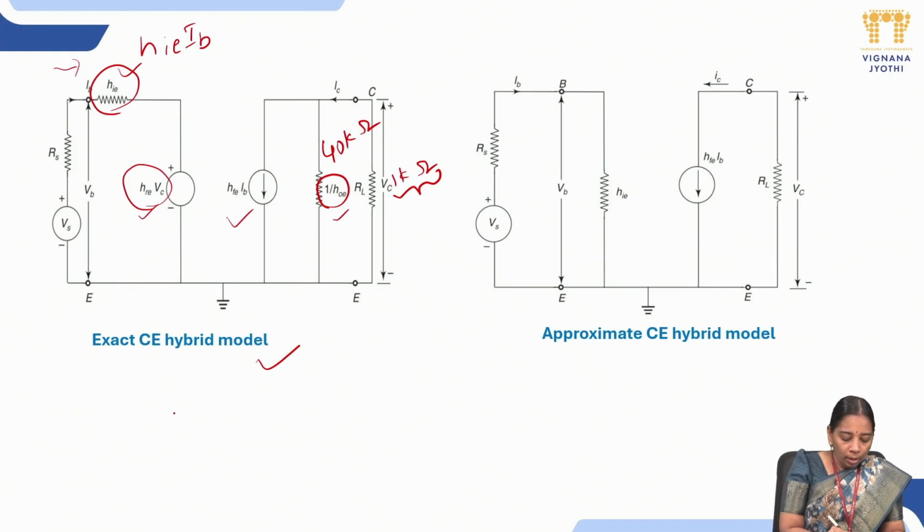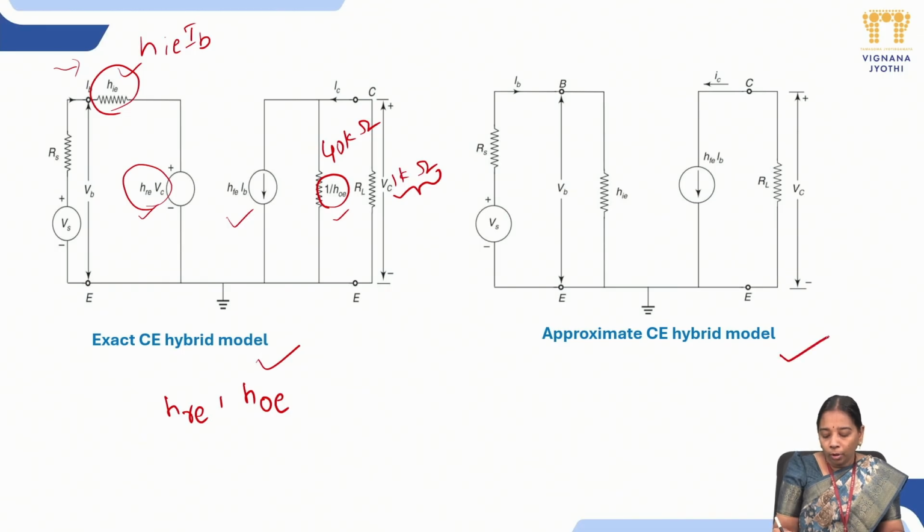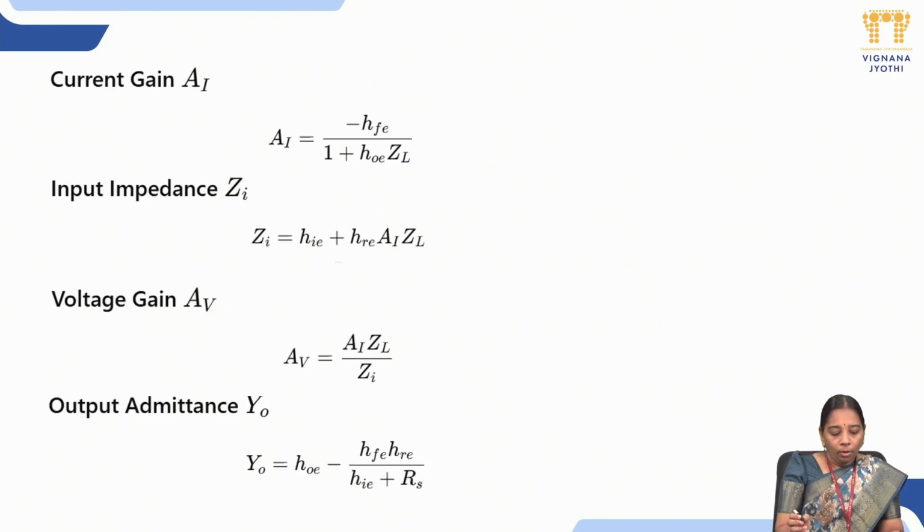By using the exact model, we have all the H parameters. Coming to the approximate hybrid model, we could eliminate HRE and HOE. Hence, we have eliminated these two terms, and we have redrawn the circuit, which is nothing but the approximate CE hybrid model. Now, with this model, we will again calculate all four parameters: voltage gain, current gain, input impedance and output admittance.